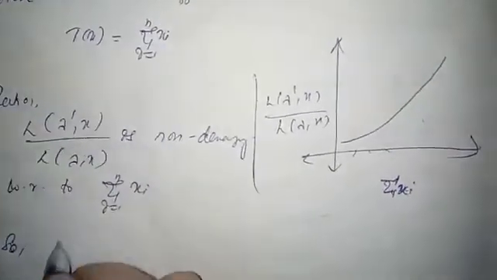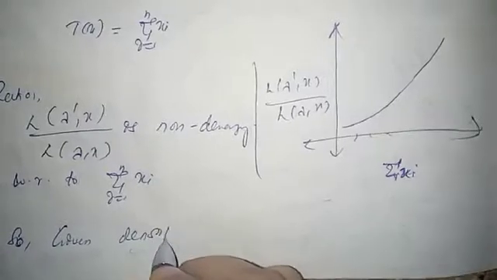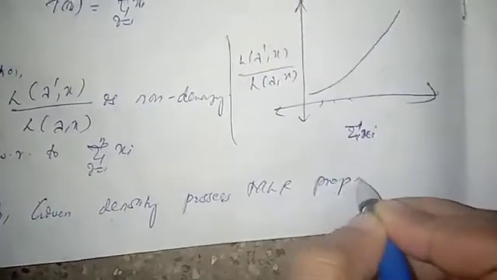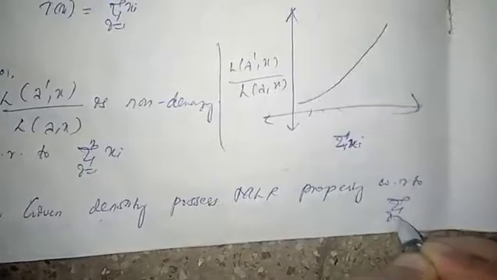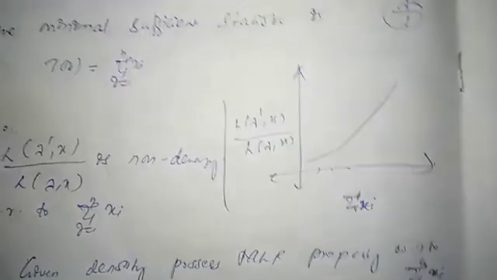So the given density possesses MLR property with respect to summation xi. This is the answer.